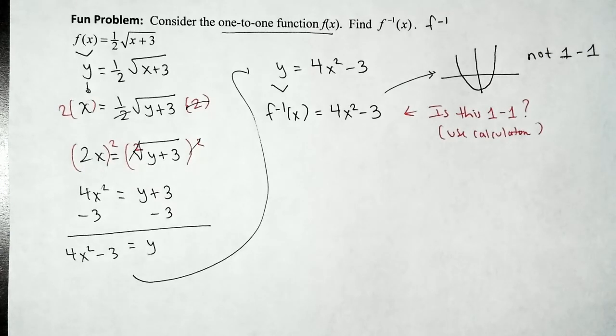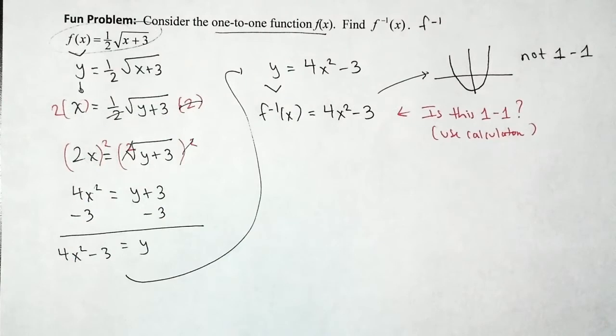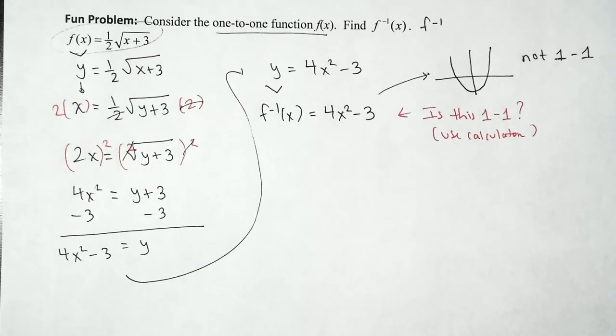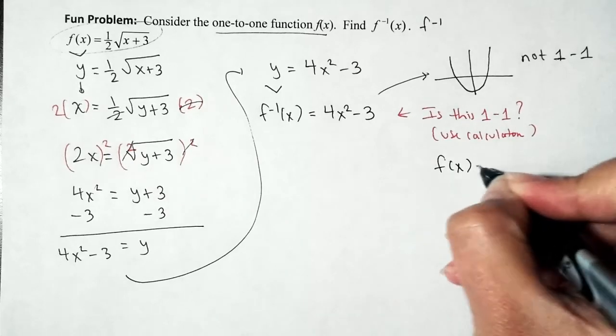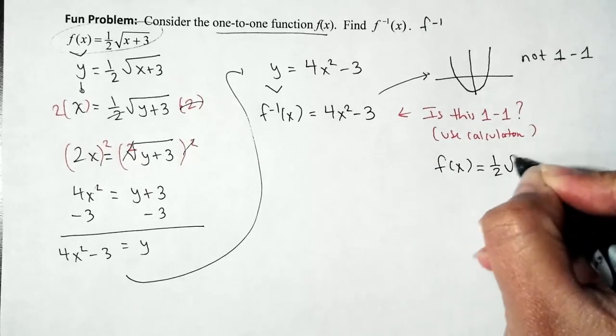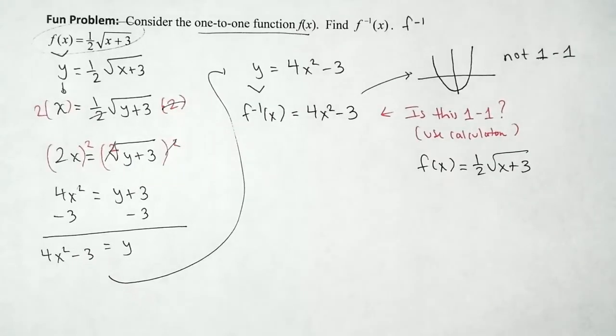So with your permission, we're going to take a look at the original function, identify the domain and range, swap places, and then see what the domain of the inverse should be. For the original function, we have f of x equals 1/2 times the square root of x plus 3. The domain is all acceptable values.